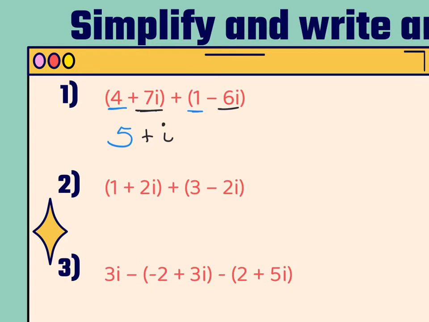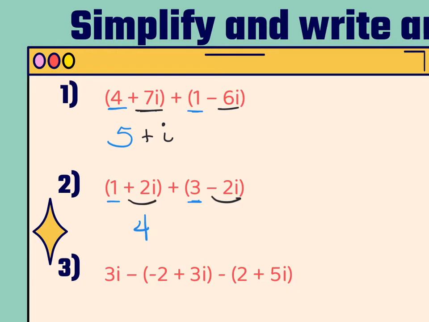Next, same thing on the next one. I'm going to add my two real numbers, the numbers that don't have the letter i. 1 plus 3 is 4. And then I'm going to go back and add my like terms, or my imaginaries. 2 plus -2 is 0. I don't need to put 0i. My answer here is just 4.